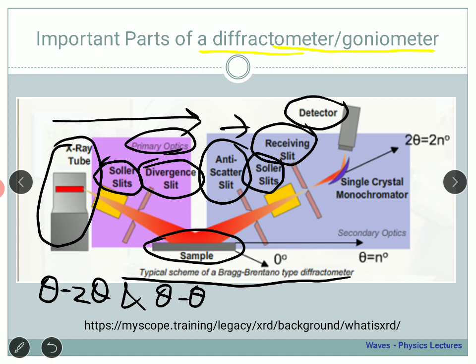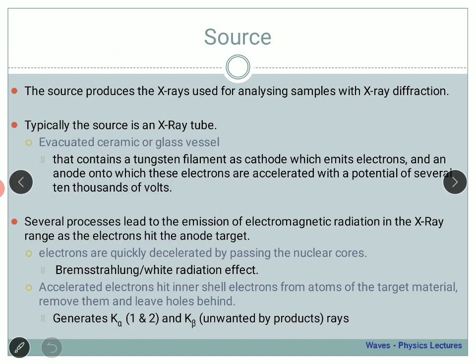Please remember or note this word, Soller slit. It is not S-O-L-A-R as we are usually acquainted with, it's S-O-L-L-E-R. So please remember this, and then let's start our journey. Let's talk about the source first. We already studied partially about the source, but we will give a brief overview here. What the source does is produce the X-rays.